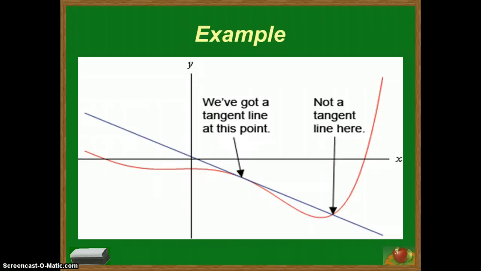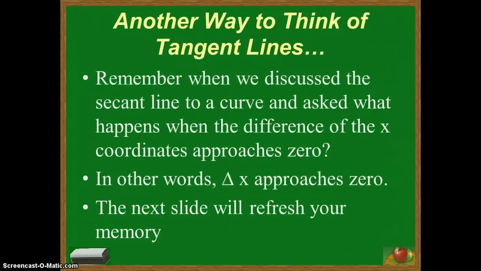Here we've got a curve that is in red, and we have the tangent line. At one point on the left, the line is tangent. On the other, it is not, even though it crosses the graph. It can cross the graph in more than one place. It touches the graph in more than one place.